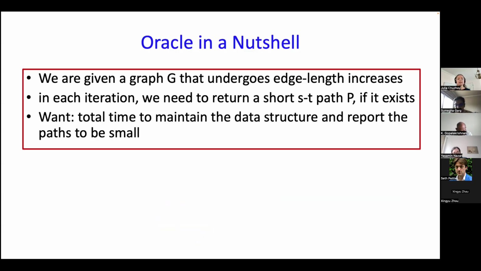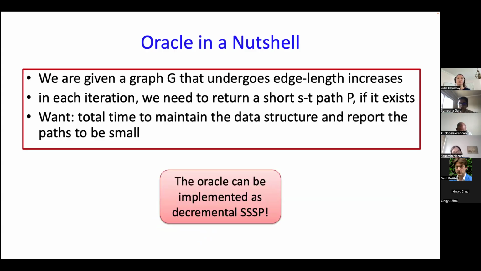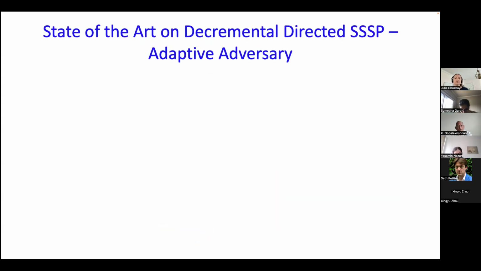So in other words, this problem that we need to solve here, this oracle, can be solved by decremental single source shortest path. Let me now tell you what is known for this problem. I want to emphasize two things. First of all, what I'm going to say here is for directed graphs. For undirected graphs, there are better algorithms. And second, I will only talk here about the adaptive adversary setting, because this is what we need. If you don't know what it is, it's not important. But if you know what it is, then there are better algorithms for the oblivious adversary. But we focus on the adaptive one.